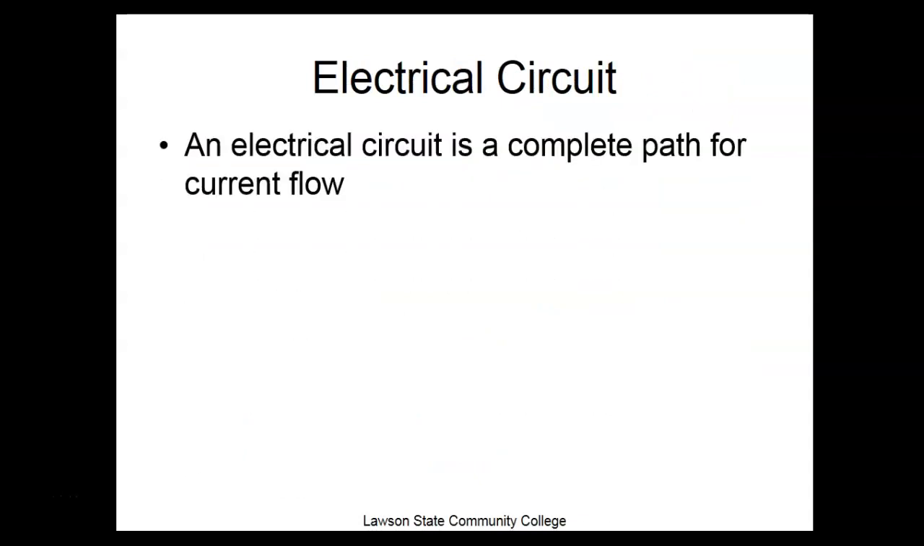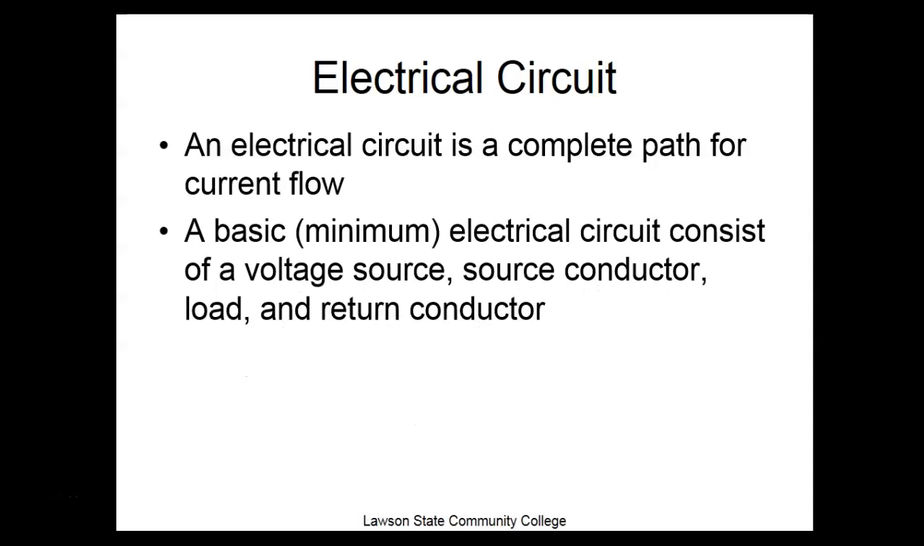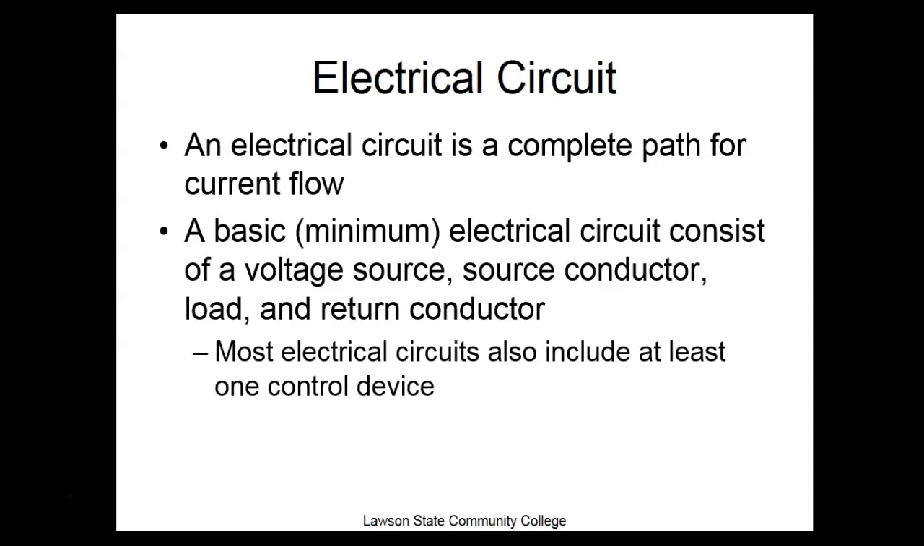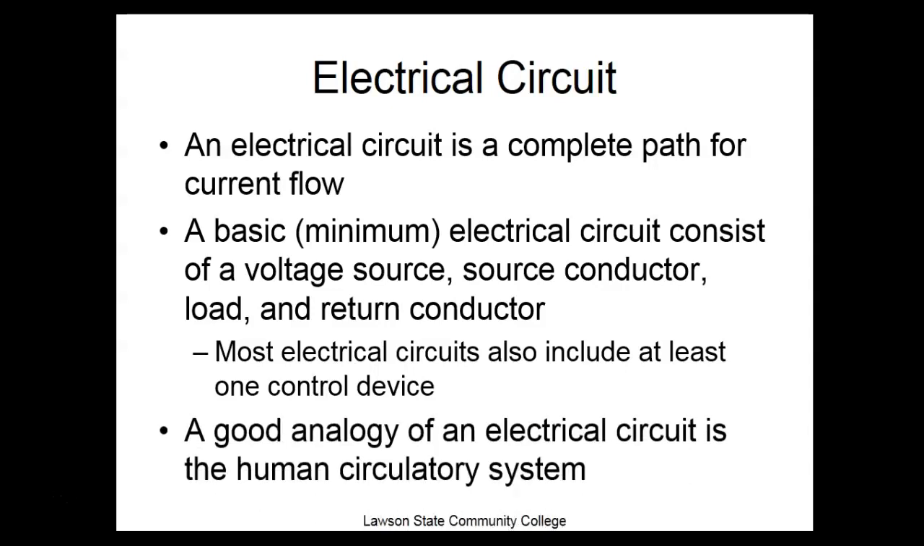So an electrical circuit is a complete path for current to flow. It consists of a voltage source, a source conductor, a load, and a return conductor. In DC, the source conductor and the return conductor don't change. In alternating current, they're constantly swapping. Most electrical circuits also include at least one control device. In your house, you have a light switch. That would be considered what we call a control device.